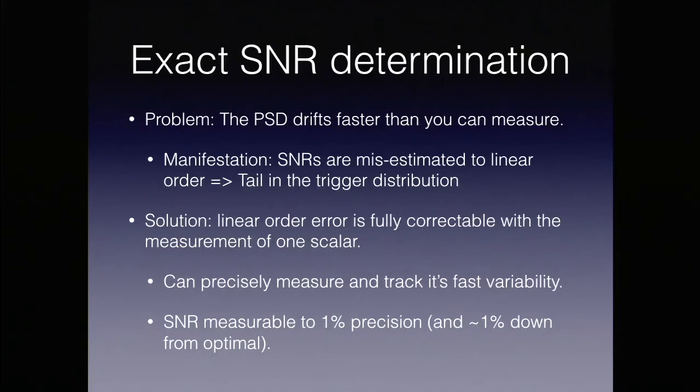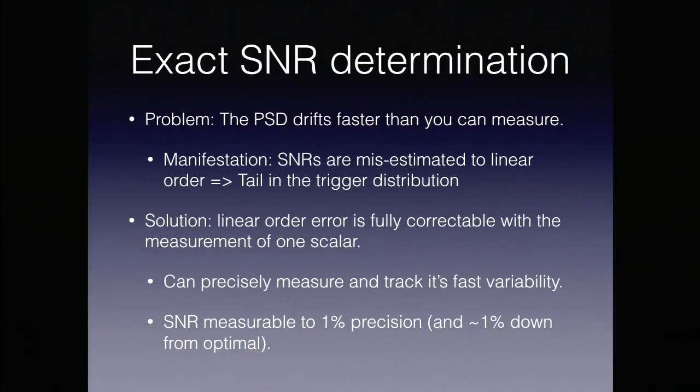Exact SNR determination. So as I told you, the PSD drifts and it changes. And it actually drifts faster than I can measure it. Okay? So I can't actually say what is the PSD that I need to put in my match filter. I don't know. But what I do know is what I want. What I want is something that actually measures SNR. And we worked out what happens when you have a wrong PSD. And the manifestation is that you are misestimating the SNR to a linear order in your error of PSD.